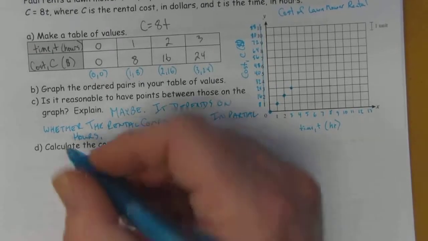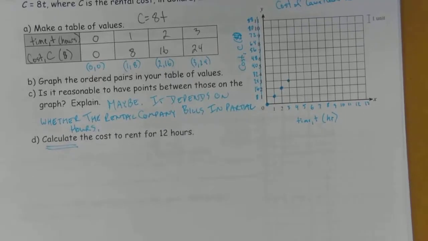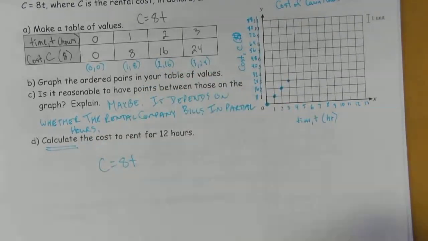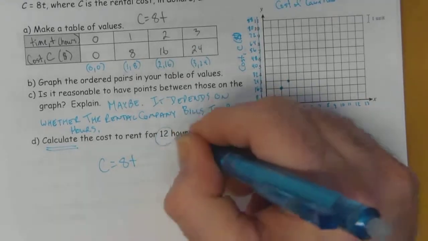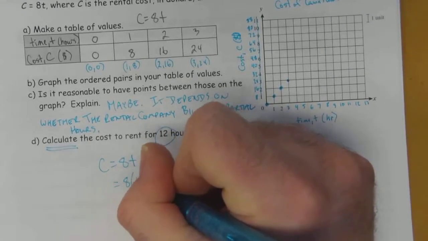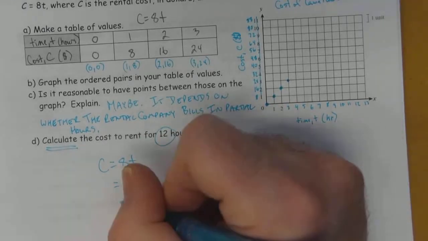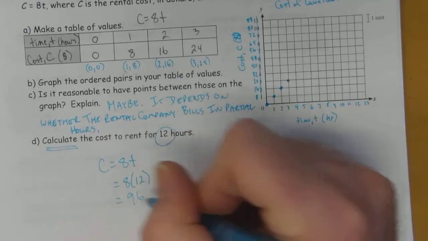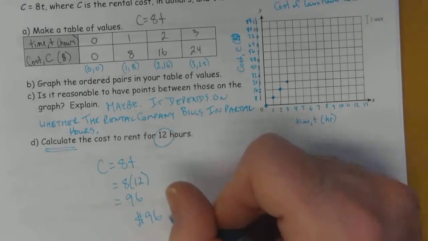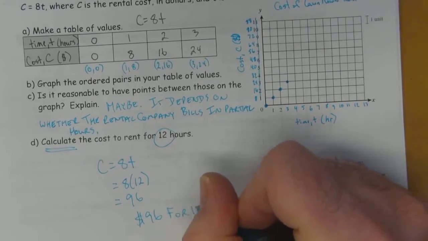Okay, so it says to calculate. So in this case, we're going to use our formula of cost is equal to 8 times T, and we're being asked for 12 hours. So that means it's going to be 8 times 12. So that's 96. So it's going to cost $96 for 12 hours.